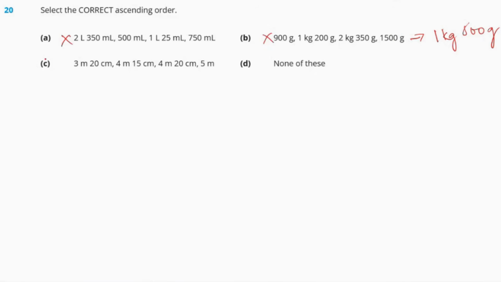Now, option C says first measurement is 3 meter 20 centimeter. Okay. Next measurement is 4 meter 15 centimeter. Yes, it is greater than the previous one. Therefore, this is in ascending order. Now, next one says 4 meter 20 centimeter. Okay. Again, this is greater than the previous one. And finally, it says 5 meter, right? Therefore, this whole arrangement is in ascending order. So this will be the right answer.